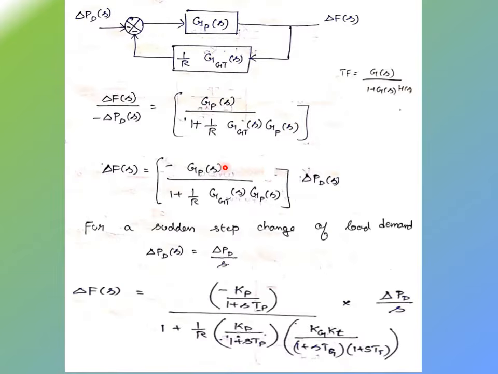Now we just cross multiply. When there is a sudden step change in your load demand, a step change we represent as del PD by S, since 1 by S represents a step. Instead of del PD of S, substitute del PD divided by S, just a substitution. Then again we expand this GT to KP by 1 plus S into TP, and we have just expanded our turbine generator model and the power system model.